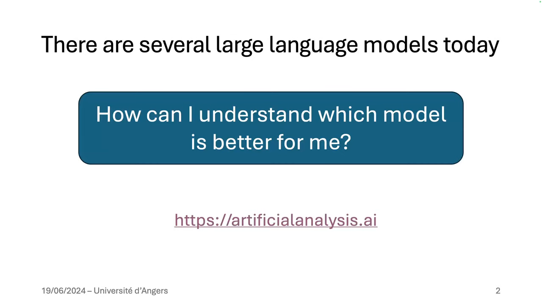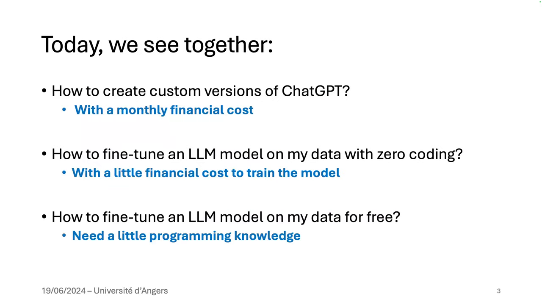So this is what we wanted to do in this series of videos. We see together in different videos. In the first one, we talk about how we can create a custom version of ChatGPT. This is the one that we should pay for, and it's a monthly payment, because you should have the premium plan of that, so either individual or team works. Then you create this, and you can use it either as a private chat or as a public one that you can share with others and so on. So we can say this is the monthly financial cost.